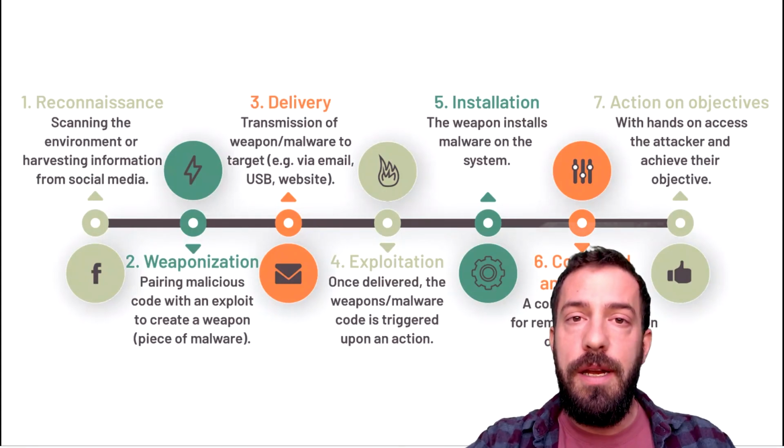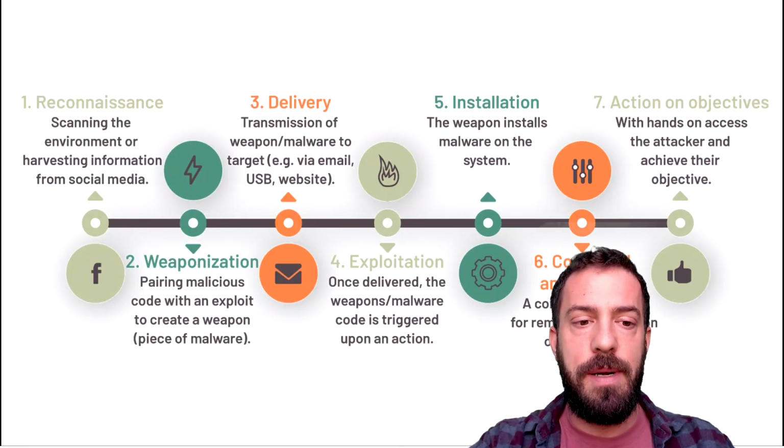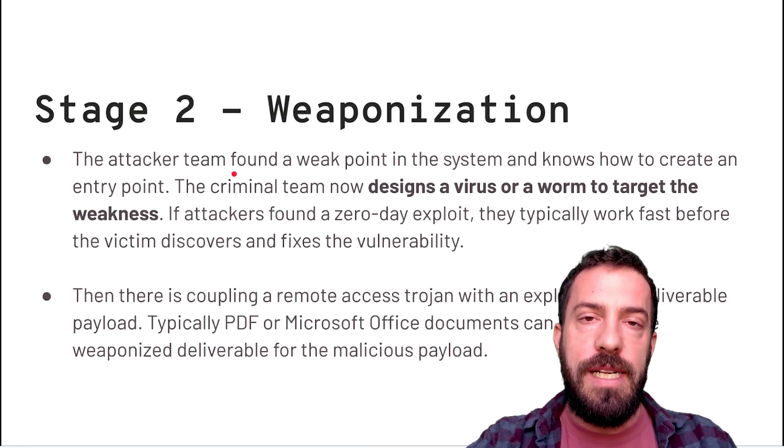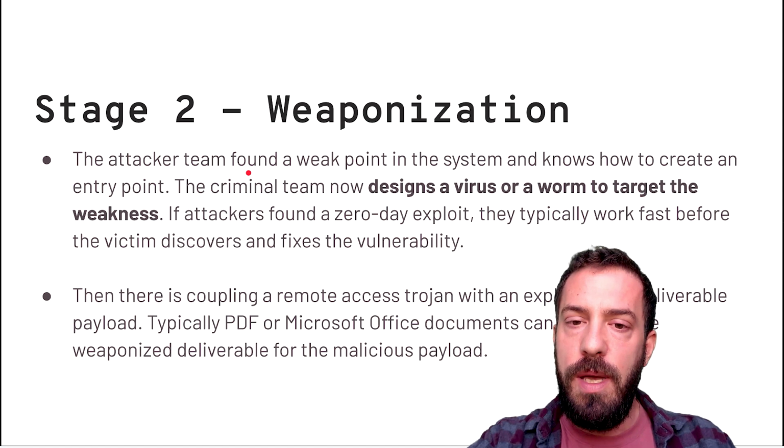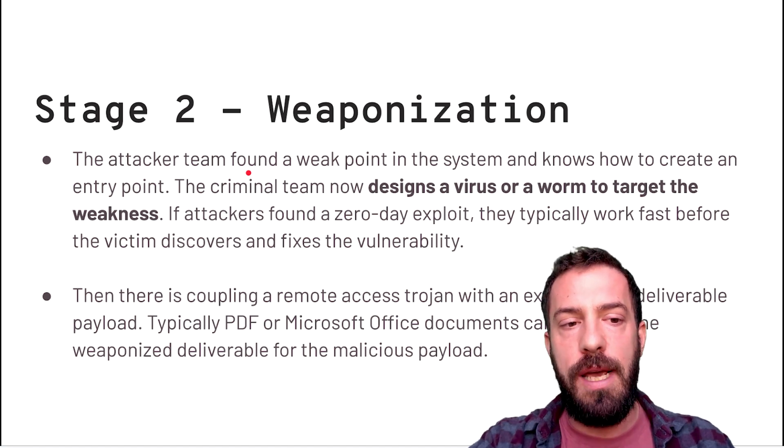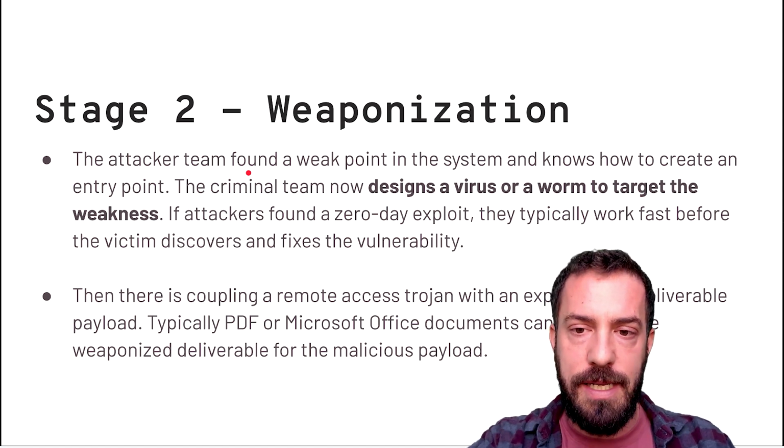Right, so let's continue with the steps of the cyber kill chain. After seeing reconnaissance in the previous video, now we'll move to step 2, and that will be weaponization. So weaponization means that the attacker team found a weak point in the system and knows how to create an entry point in order to attack the system.